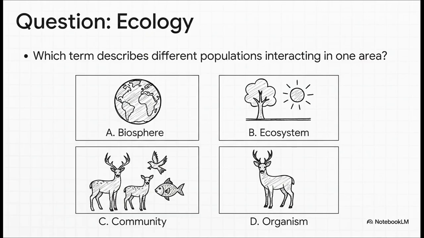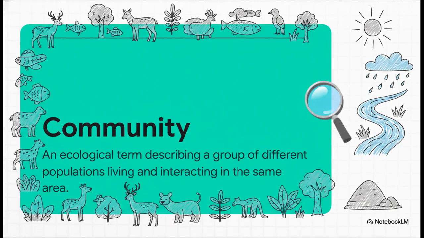Question two. Which ecological term describes a group of different populations living and interacting in the same area? Your options are A, biosphere, B, ecosystem, C, community, or D, organism. Think about the different levels of organization here. And the correct answer is C, community.